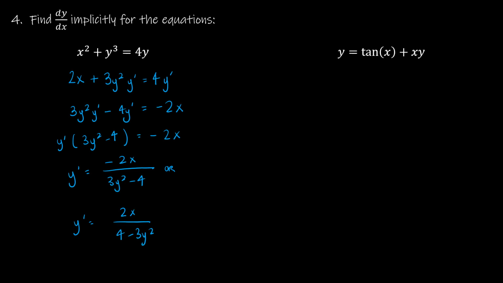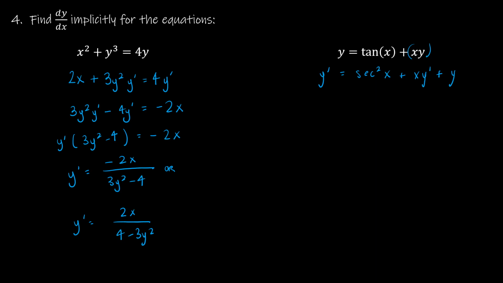For my second question, again, if I derive with respect to x, if I take a y, I just need to include the y prime. So the derivative of y is just 1, or y prime. The derivative of tangent of x is secant squared x. The derivative of xy, remember this is a product, so I'm taking the first value times the derivative of the second, plus the second value times the derivative of the first.